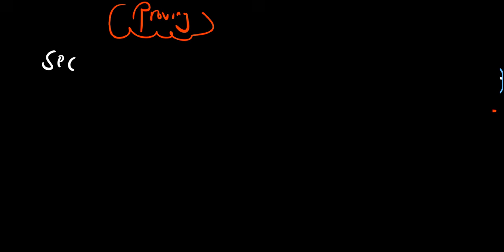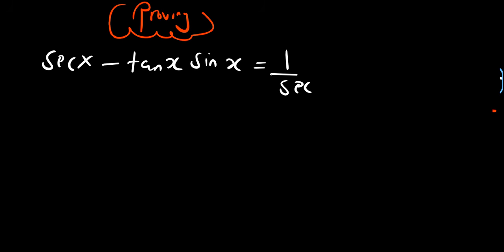So on this topic, what are they going to ask you? They are going to ask you to prove identities. So let's solve an example. Let's say you're given sec x minus tan x sine x is equal to 1 over sec x. Now you are told to prove. How are you going to prove? You want to prove that the left hand side is equal to your right hand side.